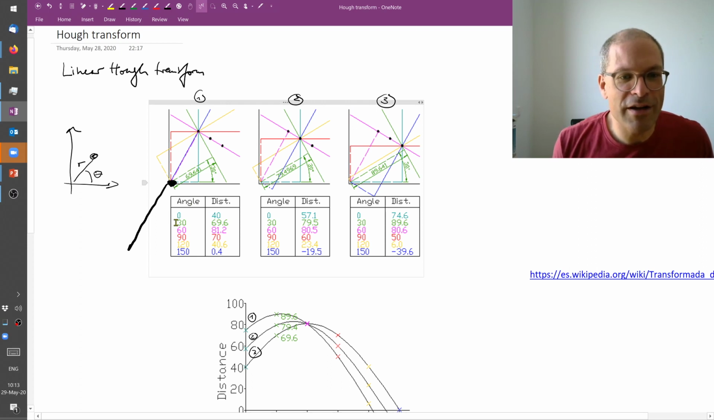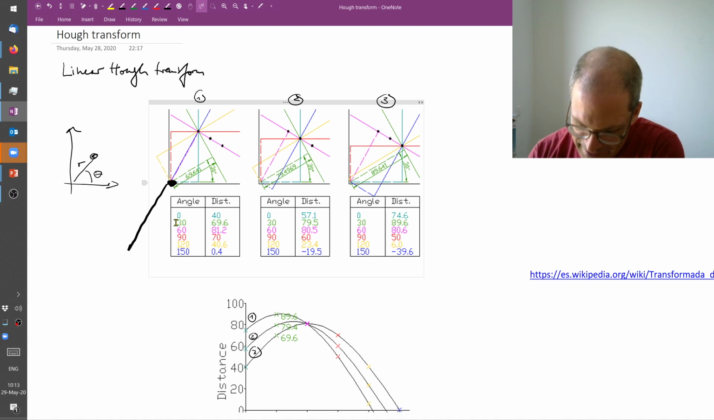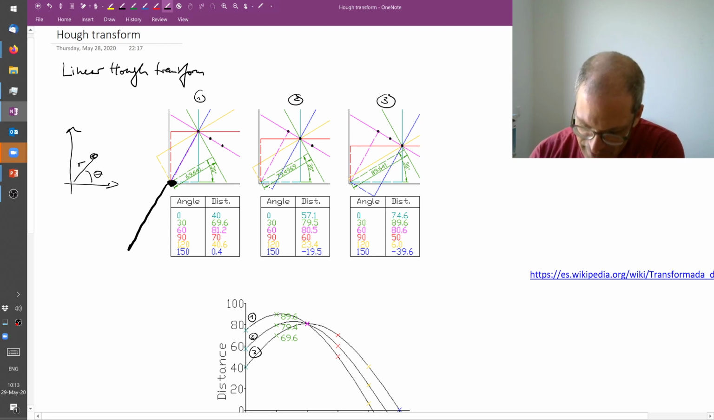Nico: Because it's the angle between the x-axis and the normal of the straight line. Oh yeah, right, thanks. It's not the angle to the line, but it's the angle to the normal, and that's 150. Thank you.